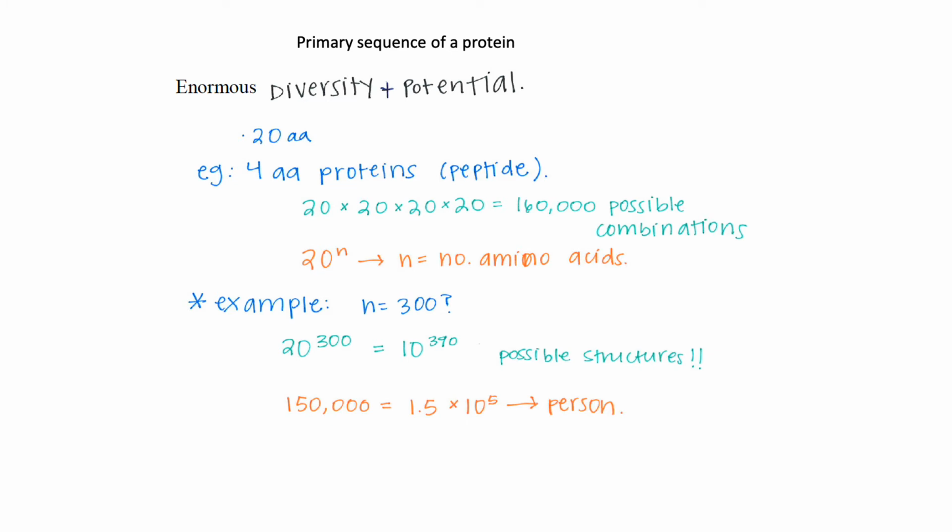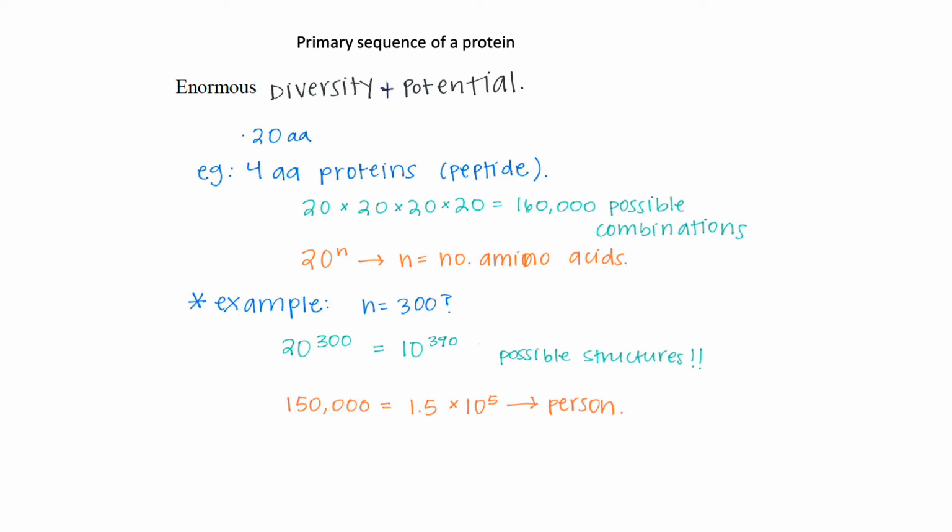So the sequence of amino acids in a protein, and I'll talk about this again in the next slide, is referred to as the primary sequence of a protein, or the primary structure of the protein. The sequence is the primary structure. Now that primary structure can differ, because that depends on which amino acids are there. It's basically the amino acid sequence. So what I have written here is an enormous amount of diversity and potential.